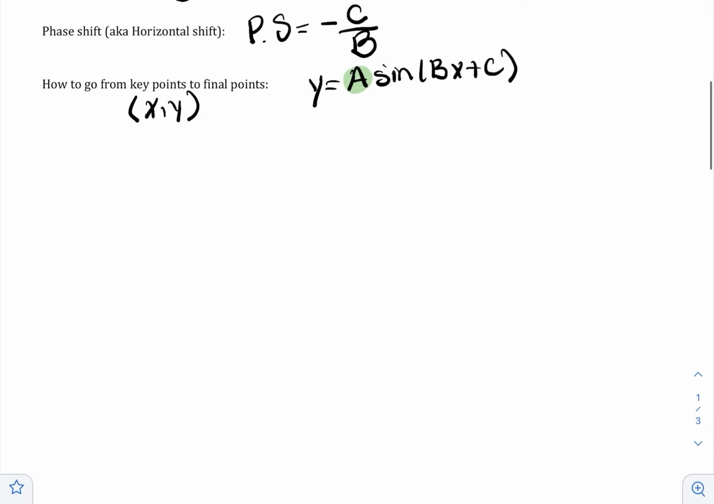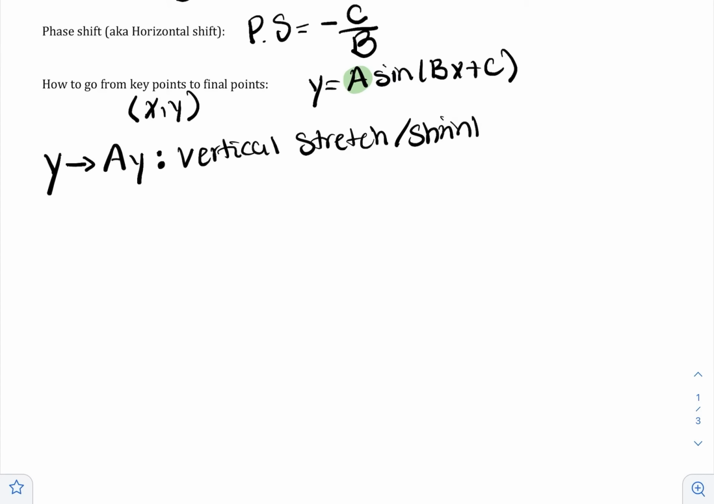What you're going to do is you're going to take the y's that are in your points and you're going to multiply them by a. When you do this to the graph, it's going to be a vertical stretch or shrink. It can't be both. It can either stretch or shrink, and or a reflection. Now, a reflection can be by itself, or it can be with a stretch or a shrink.